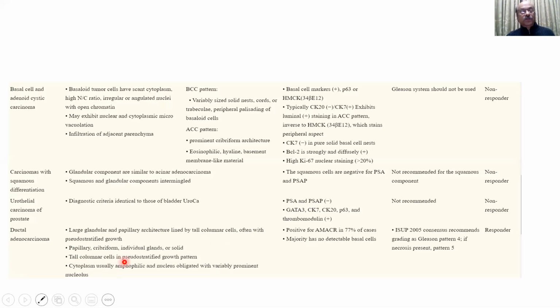Ductal adenocarcinoma: large glandular and papillary architecture lined by tall columnar cells with pseudo-stratified growth, papillary, cribriform, individual glands or solid. Cytoplasm is usually amphophilic and nuclei are oblong with variably prominent nucleoli. They are MHR positive, and ISUP recommends 4+4, and if there is necrosis, then it is 5. They are also responders.